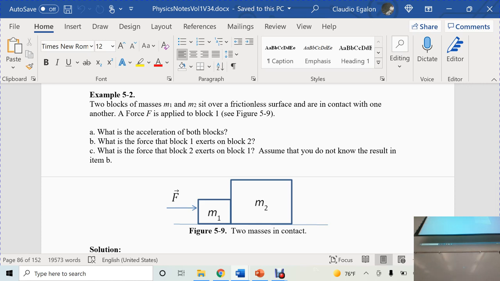Here you go. These two blocks. Let's see. Okay, I'm going to put the other side. Smaller block, larger block, M1 and M2. And then I apply a force here on the back of this one. Those two blocks are in contact with one another. So this block is applying a force on this other block to my left, and this block is applying a force on this one to my right, which is your left.